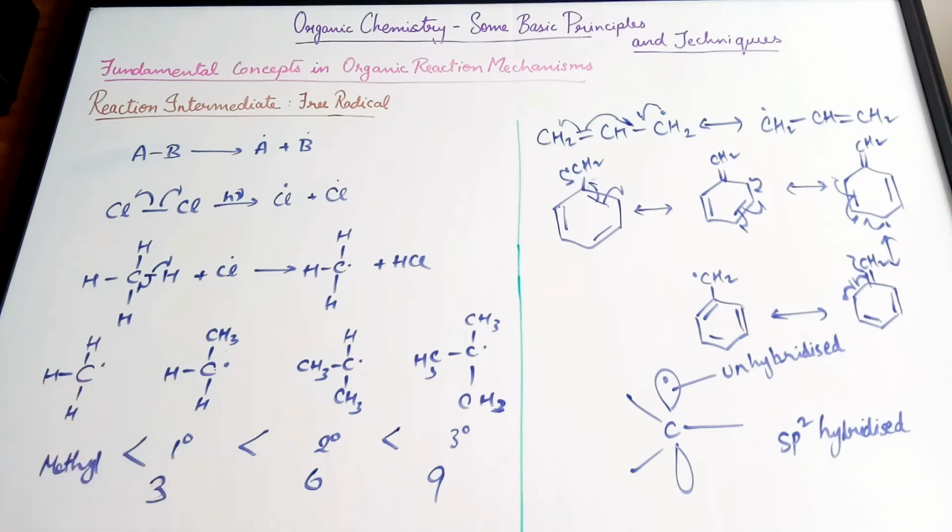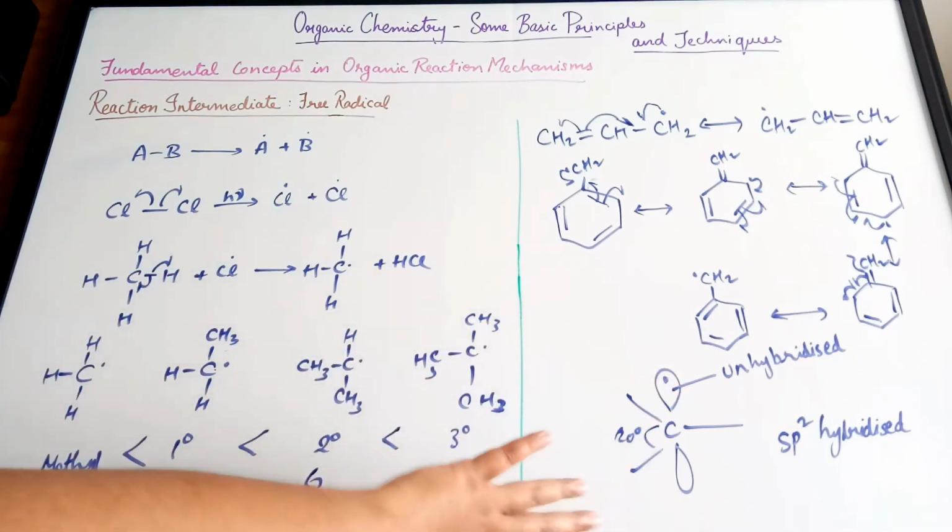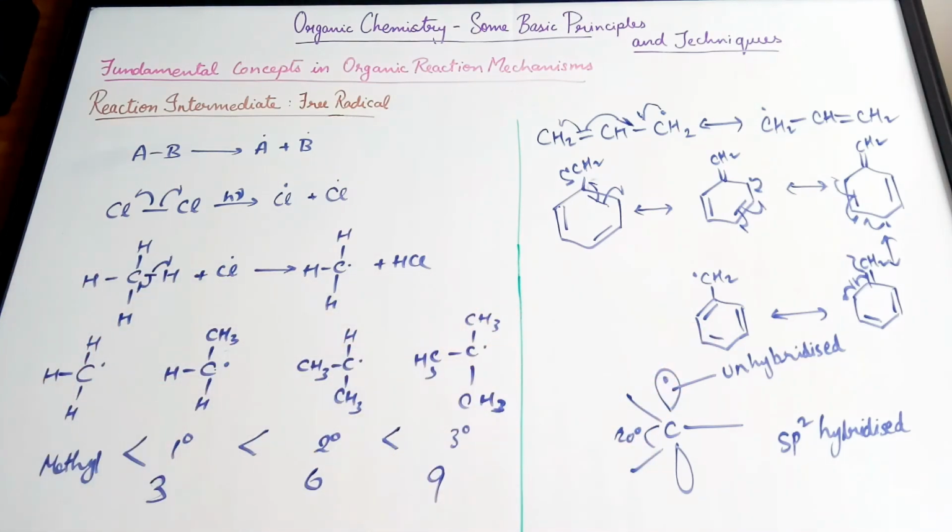Allylic and benzyl free radicals are stabilized by resonance, and the structure here you have 120. It's a planar structure. The angle between these two is 120 degrees, and it has an unhybridized orbital, and the carbon itself is sp2 hybridized. So it forms three sigma bonds with other atoms, or it can be a carbon atom again. So with that, we complete the reaction intermediates. There are two other reaction intermediates called carbenes, nitrenes, and you have benzynes. But these are the basic reaction intermediates that you need to understand.